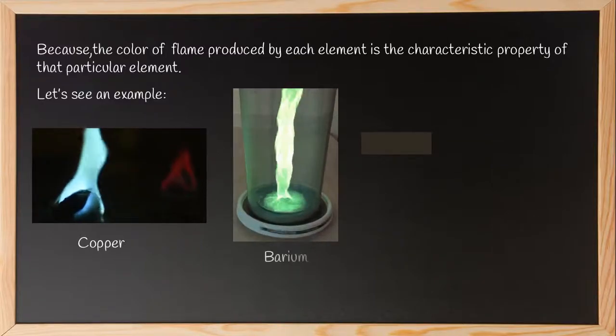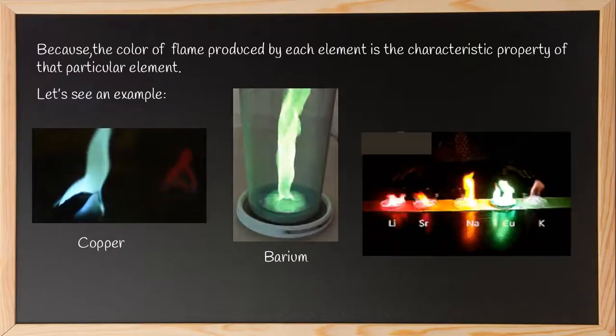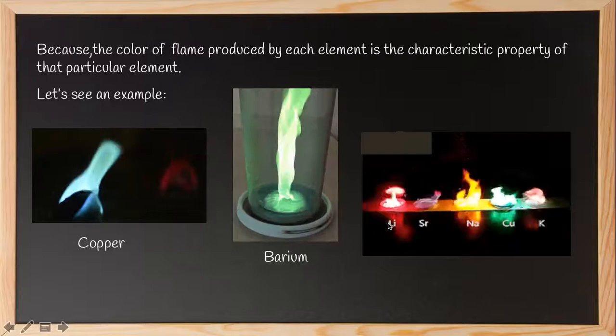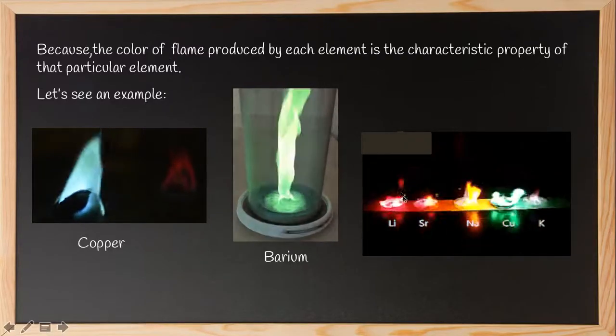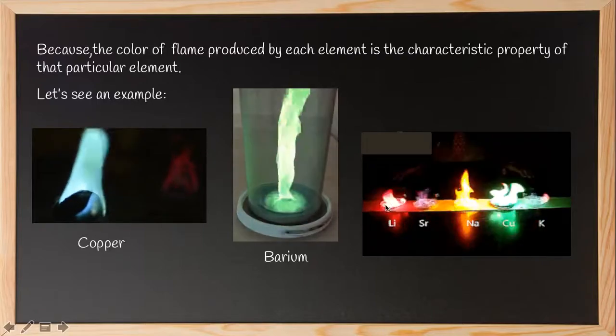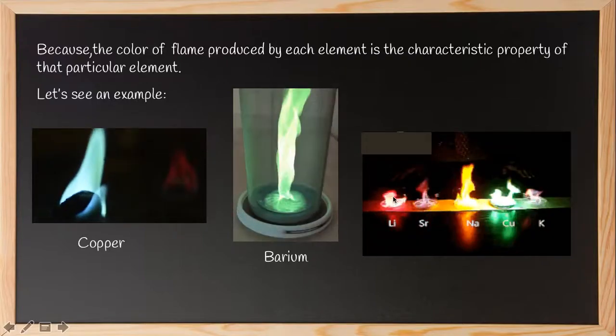This is barium. Barium is another element. When it burns, it gives a green color. The flame is green. So this is so colorful. You can see so many compounds here. This is lithium. Lithium, when it is burnt, gives a color called crimson red. Crimson red. You can see a red color flame.